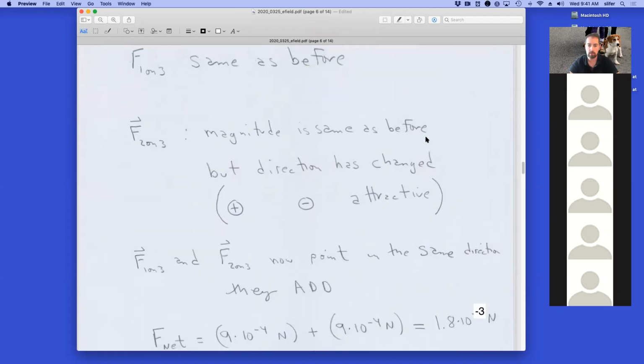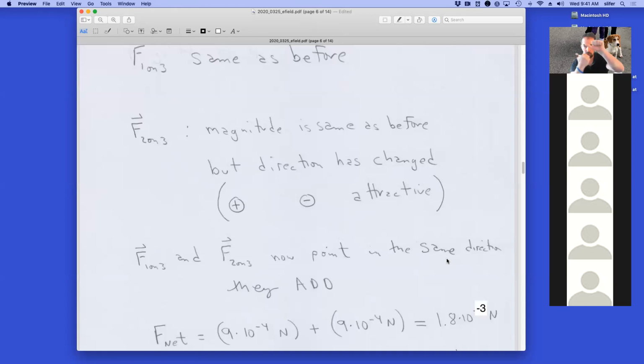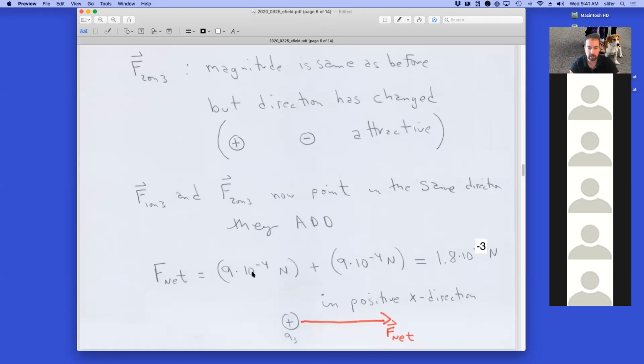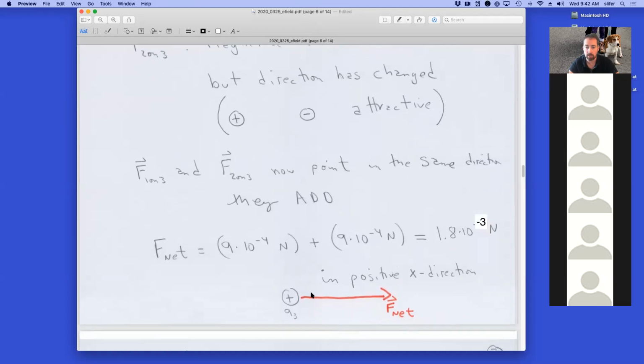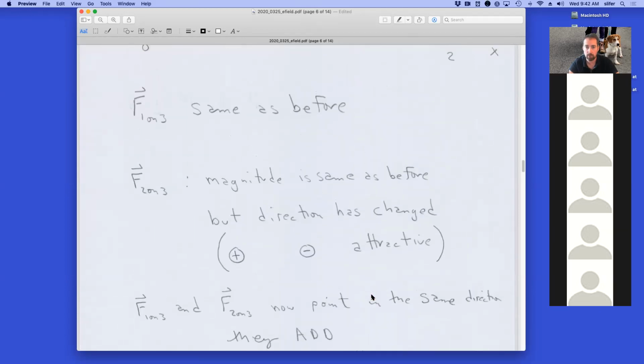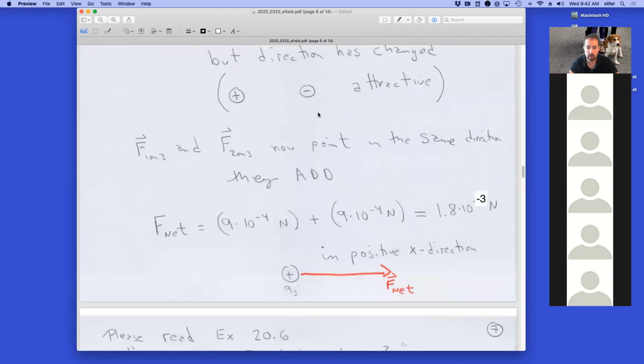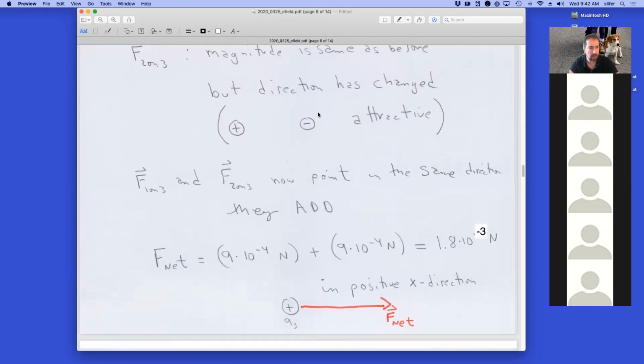It's now both of these forces are pointing in the same direction to the right, and they add. So the net force is 9 times 10 to the negative 4 newtons plus 9 times 10 to the negative 4 newtons, and that's equal to 1.8 times 10 to the negative 3 newtons in the positive direction. The sum of those two forces, if I put it graphically up here, would be twice as long as each of these individual forces, because you remember from the first semester, that's how you graphically add vectors. Okay, so any questions on that, or we're okay?